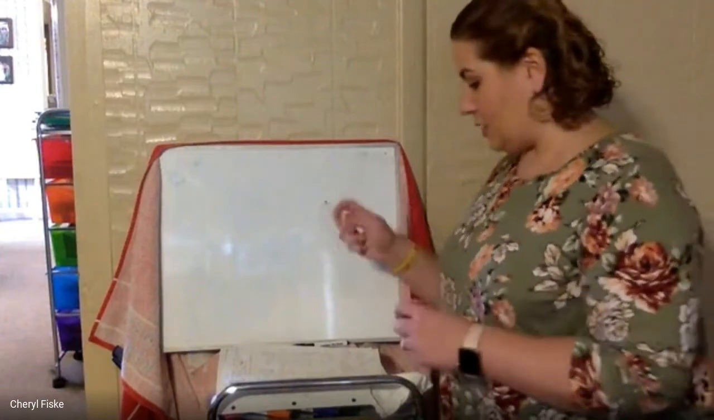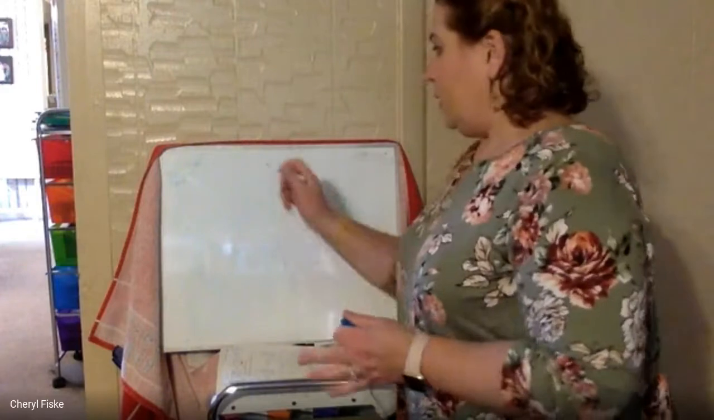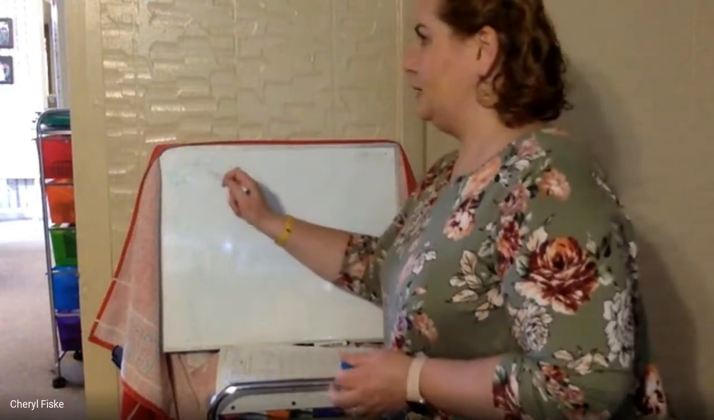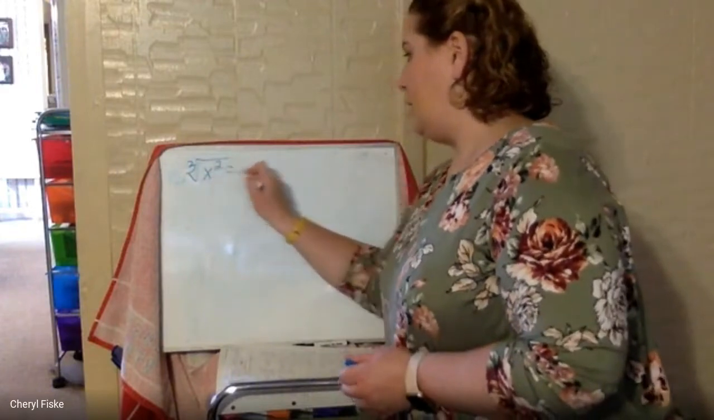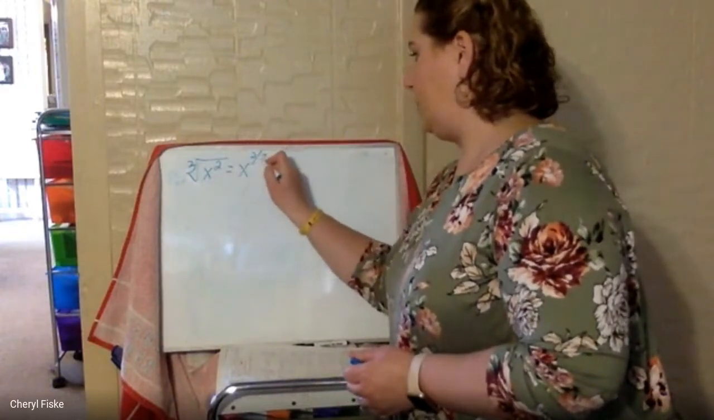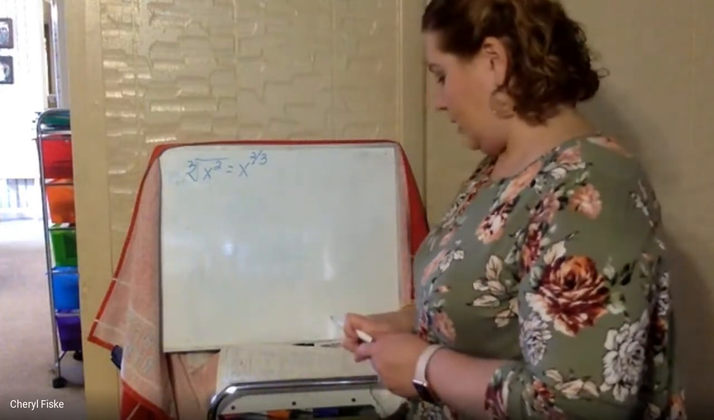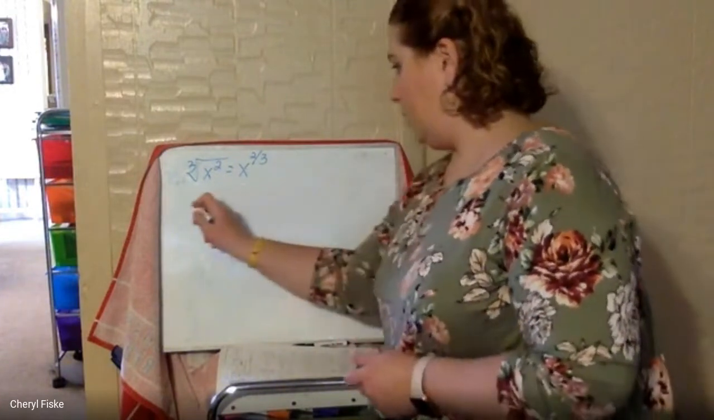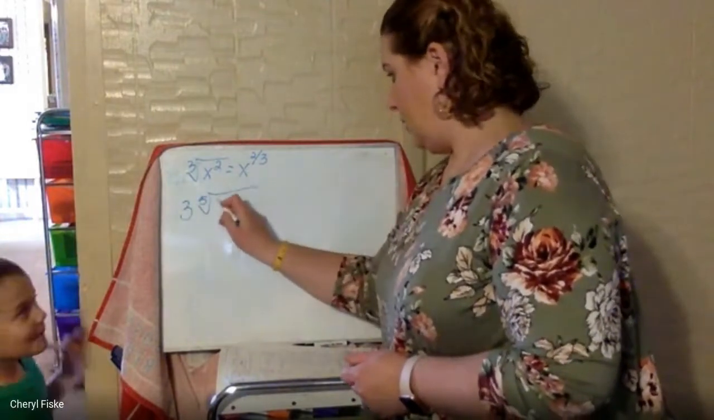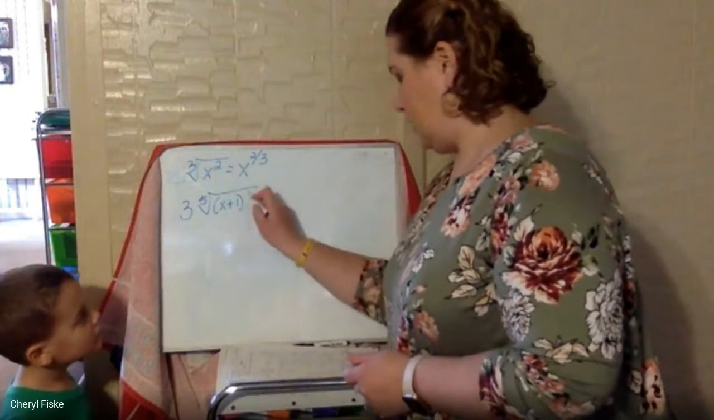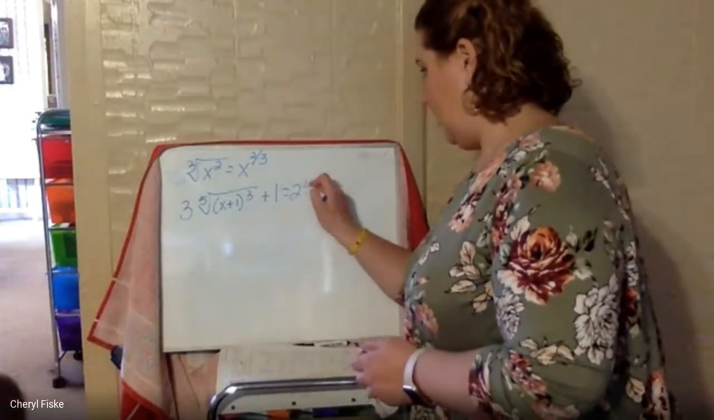Okay, so let's talk about when the index is not 2. So here's, if you had the cubed root of x squared. Remember we said that was x to the 2/3 because it's the power over the root. So it's the same thing here. If I have 3 times the 5th root of (x plus 1) to the 3rd, plus 1 equals 25.